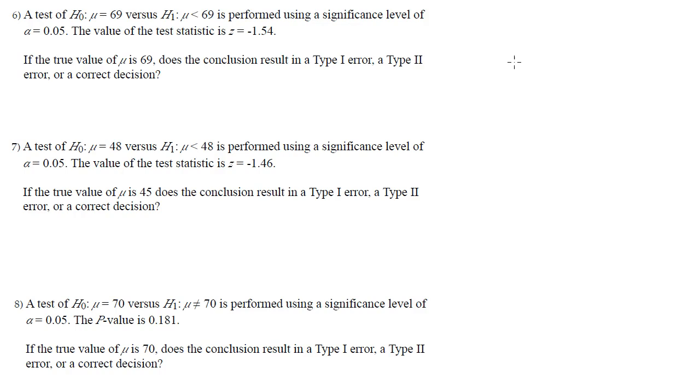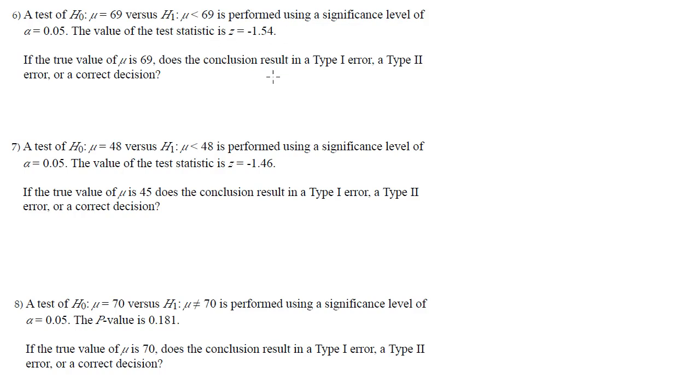So a test of H sub 0: mu equals 69. That's our null hypothesis. The null hypothesis is that the population mean is actually 69. The alternative hypothesis, H1, or in some cases you'll see it written as H sub A, is that the population mean is actually less than 69. So null is that the mean is actually 69. Alternative is that the mean is less than 69. And we perform that test using a significance level of alpha equals 0.05.